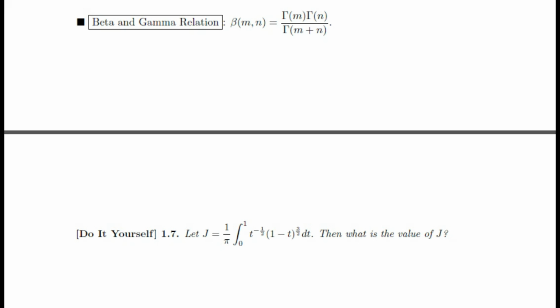Well, so next there is a relation between beta and gamma function, and this is an important relation. Beta m n equal to gamma m into gamma n by gamma m plus n, and we will use this relation very frequently. And if time permits, then we can also see how we can prove this relation. And I think we will discuss this at the end of the chapter.